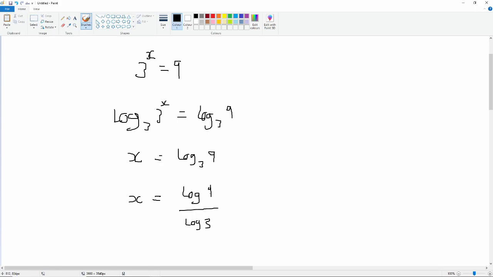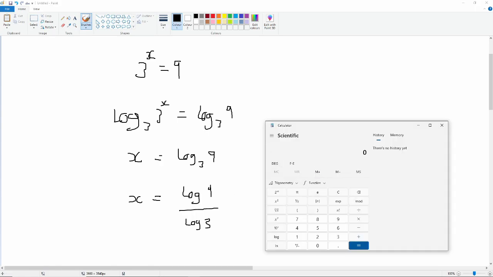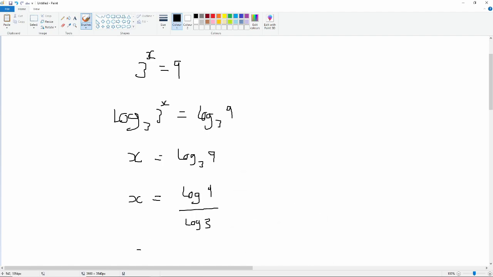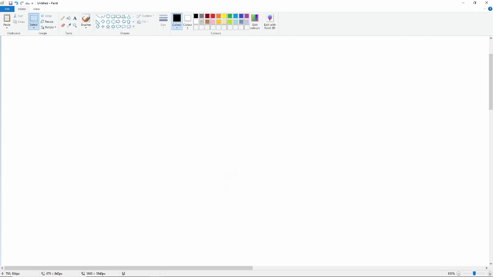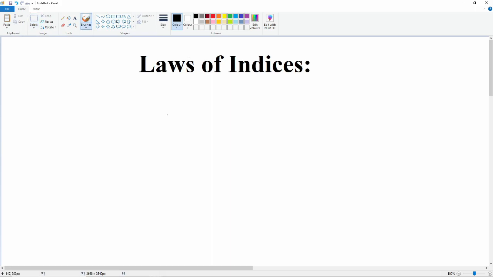And let's pull up a calculator and see. Okay, I've got my calculator, so I'm going to type 9 log and then divide by 3 log and press equals, and it says 2. So x equals 2. I mean, we knew that anyway because 3 squared is 9, but it's good to see how logs work. Okay, I think we now have all of the basics that we need. But let's just do one more thing just to be safe.